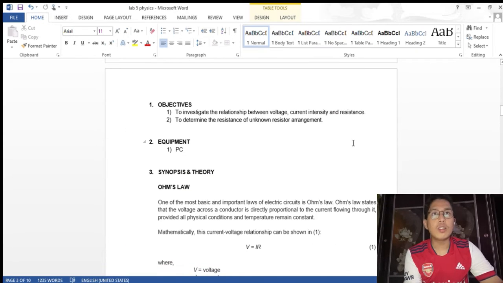Okay, the objective for this lab is to investigate the relationship between voltage, current intensity and resistance, and also to determine the resistance of unknown resistor arrangements.